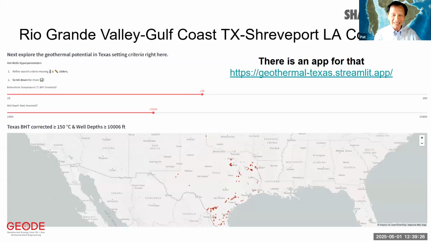All right, let's go back to the first thing. What is a play fairway? Here's an app you can play with, and after the presentation we can also go live and check it out. Here we have only a sample of wells, a small percentage of the wells, but at least it shows the possibility, the potential. We set a threshold of 150 degrees Celsius, and then the depth. We can see the trend here from Rio Grande Valley along the Gulf Coast to Shreveport, Louisiana. So this is a favorable geothermal area and opportunity for looking at both new drill and retrofit.